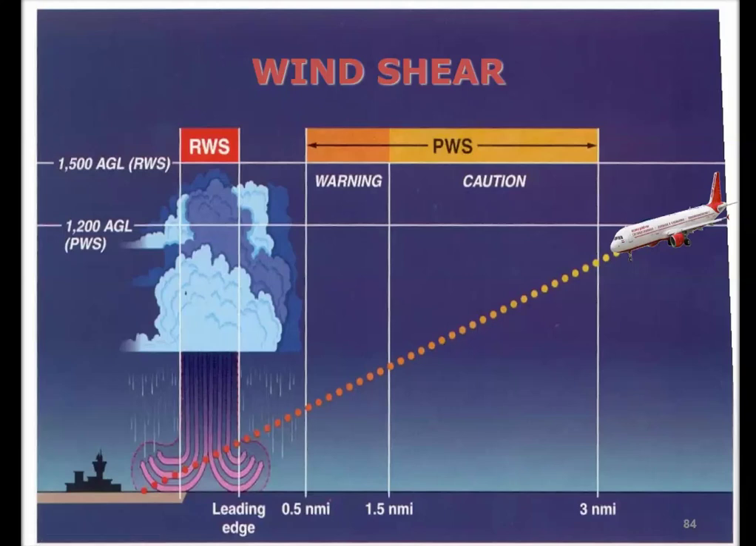But in today's world, the wind shear function is available with the weather radar. And in this situation, you can get the warning as early as 3 nautical miles before the runway threshold. Clear?